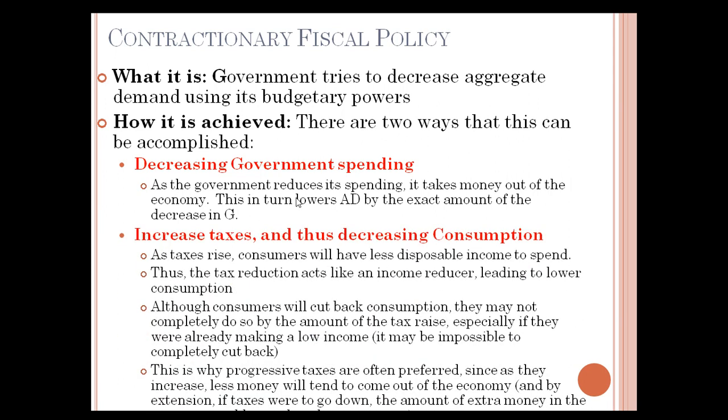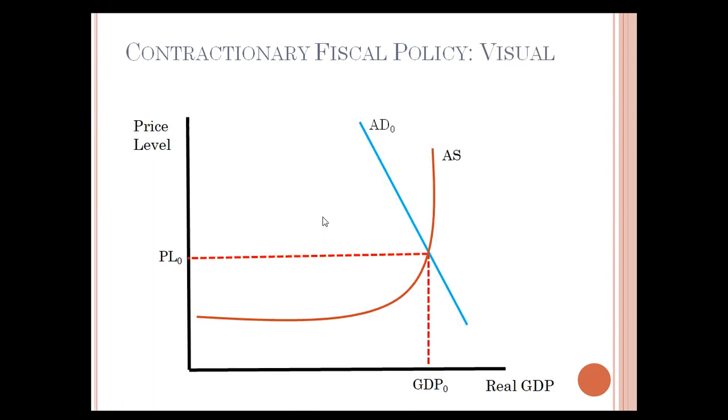And you can also increase taxes, which, of course, will make it less ideal for consumers or businesses to spend money because they have less of that discretionary income. And that will end up meaning that they will tend to cut back. When you look at the graph, you can see here how it works.